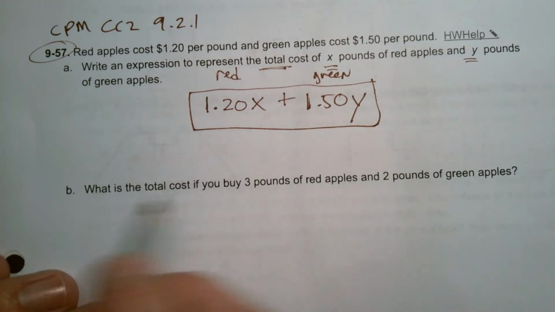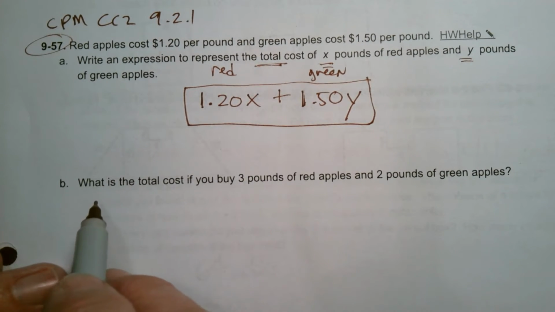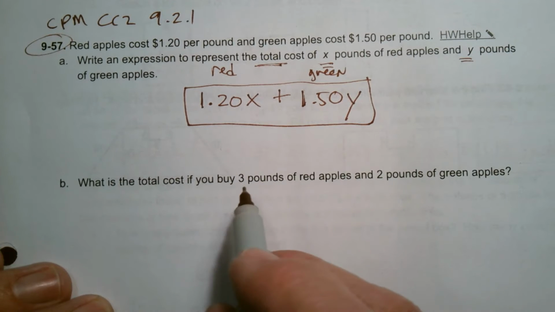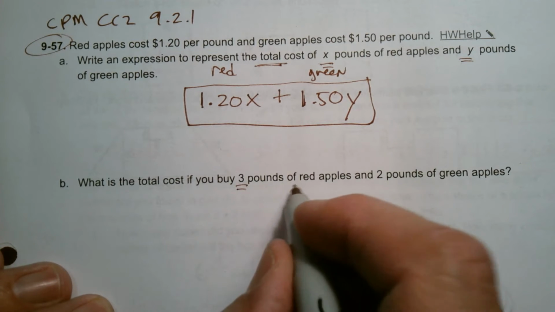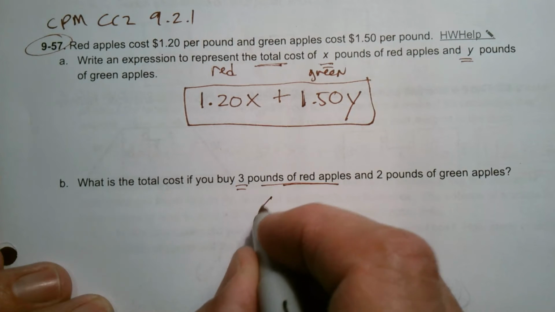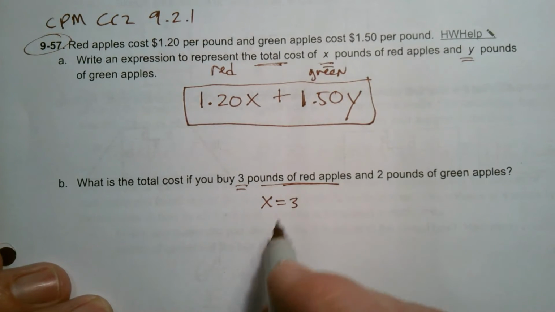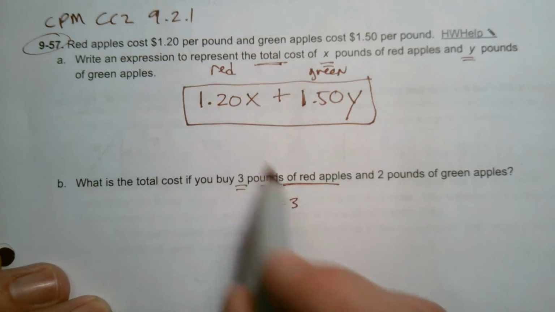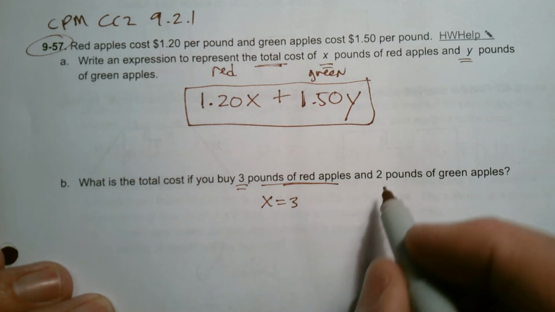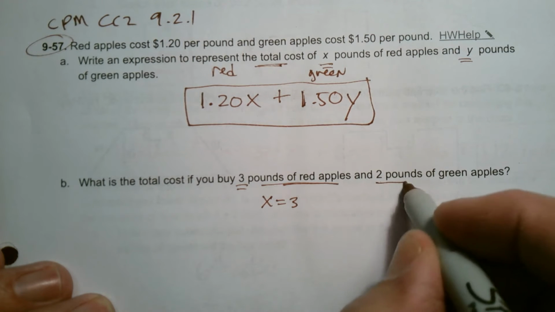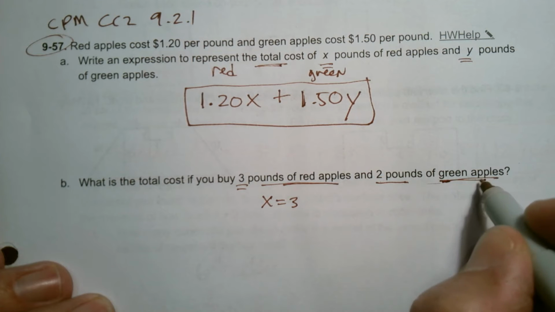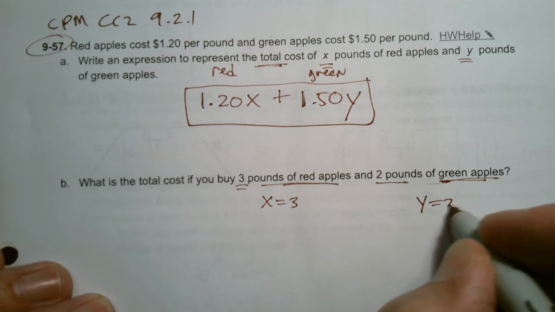All right, now we've got that established. It goes on and says, what is the total cost if you buy 3 pounds of red apples? What does that tell me? That tells me x is equal to 3. I want to know the answer if x equals 3. And what else? 2 pounds of green apples. That tells me y equals 2.